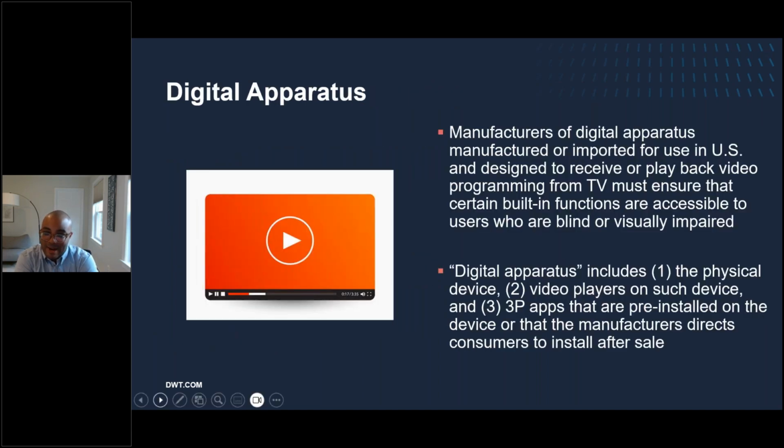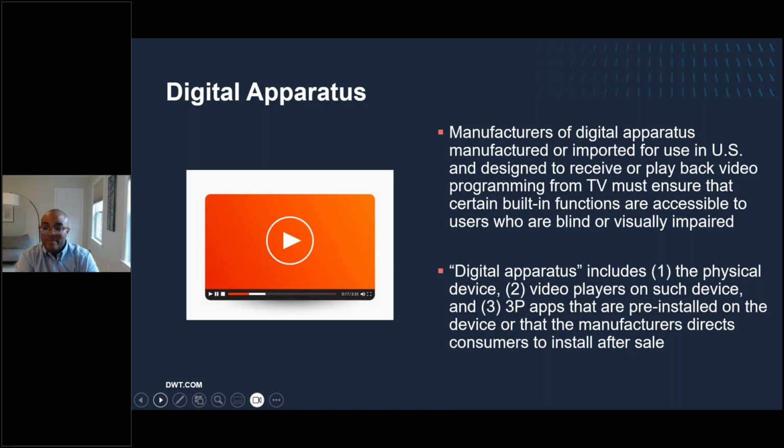So the last area I want to touch on concerns digital apparatus, and somewhat confusingly, the term apparatus actually is plural. So I guess you could call them digital apparatuses. But these are a reference to the physical device that actually plays video programming, video players on those devices, and notably for app developers, third-party apps that are either pre-installed on the device or that the manufacturer basically requires or directs the consumer to install after sale.